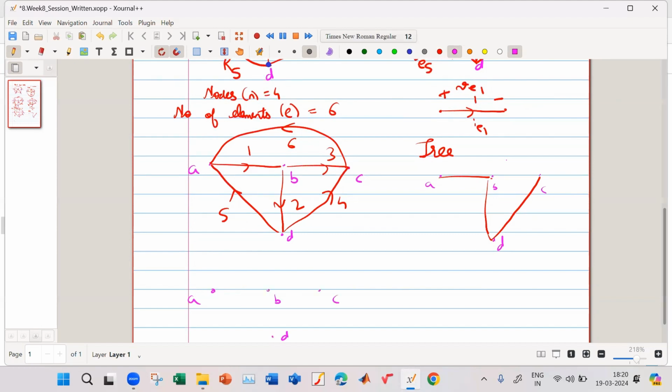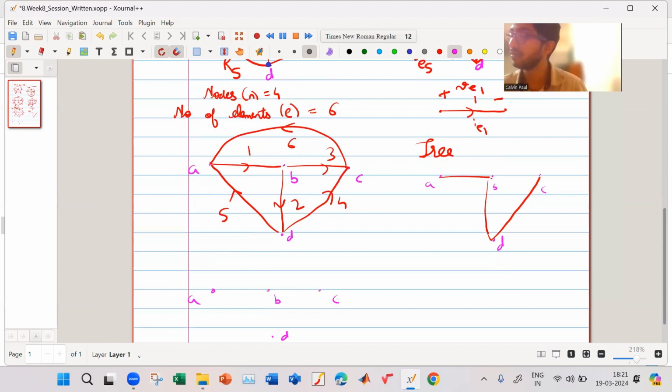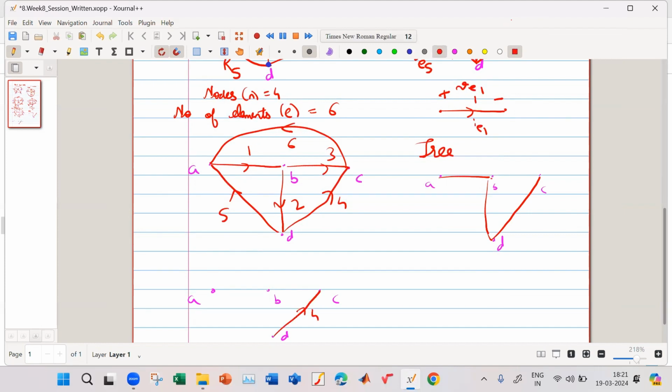Okay, last one. Let another person tell. So Narasimha, can you tell me one more tree? Sir, from D to C, and then... no, sir, that will also be a loop. I think there are no more trees. Okay, from D to C, then where should I go? Sir, if we go from C to A, that will become a loop. So that's it, I think.